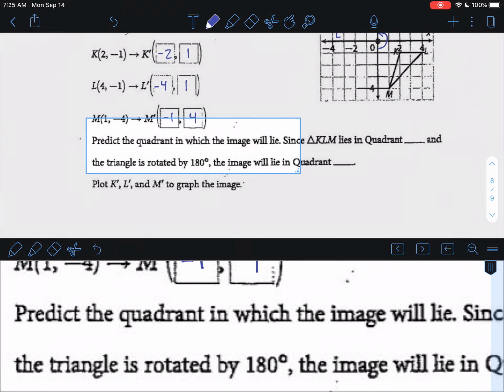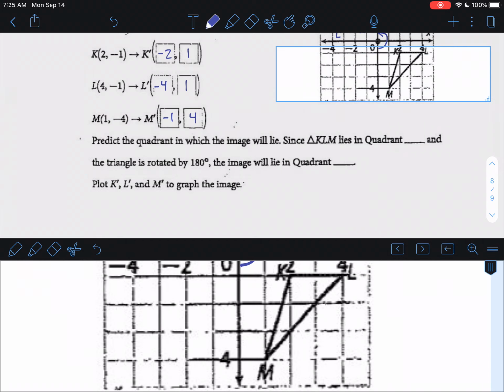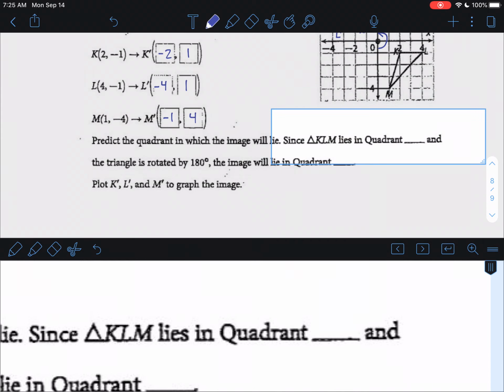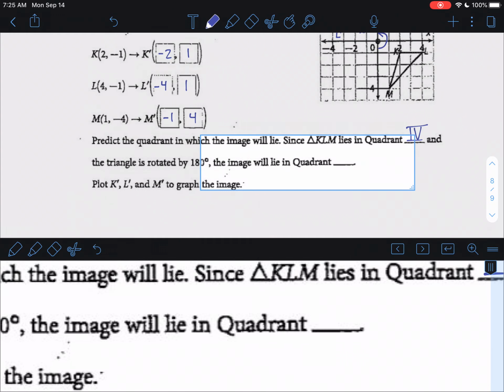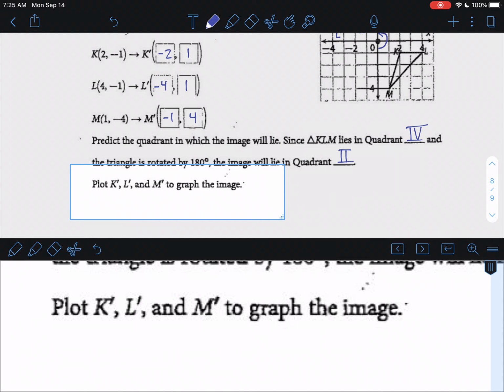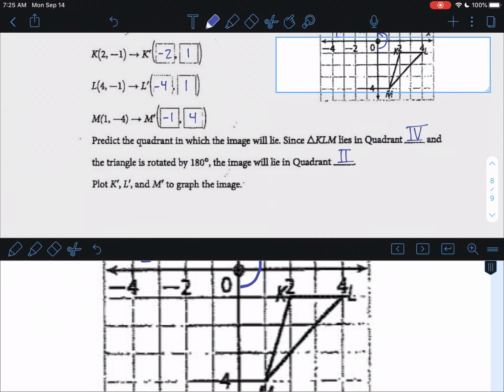Oh, it says predict. We already did it. So KLM already lies in quadrant 4, and when it's rotated by 180 degrees, it's going to lie in quadrant 2. And then we already plotted KLM to graph the image.